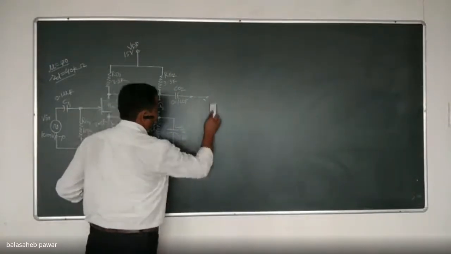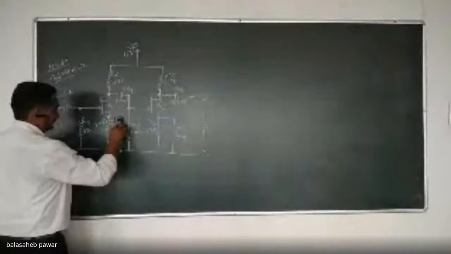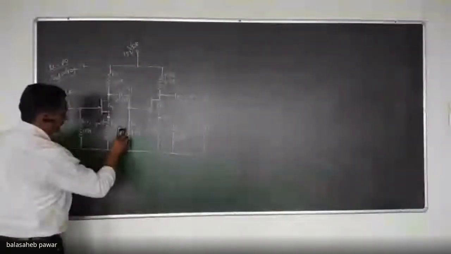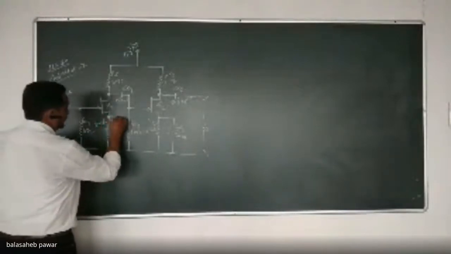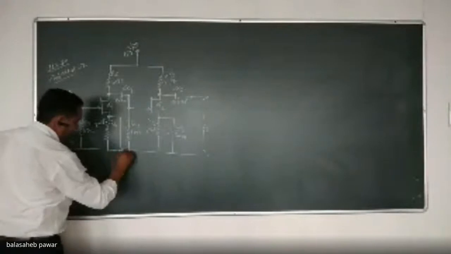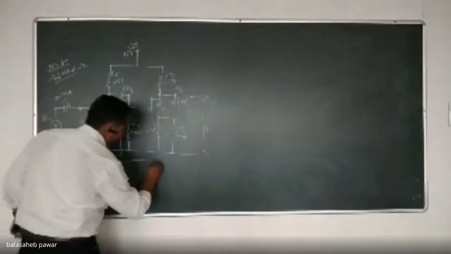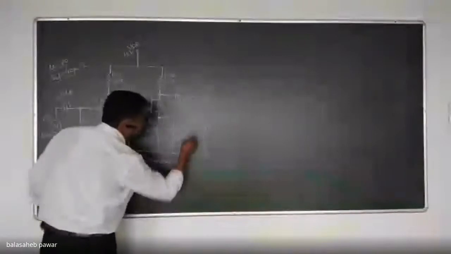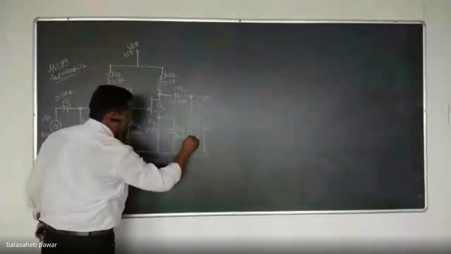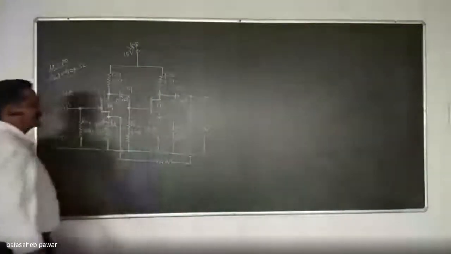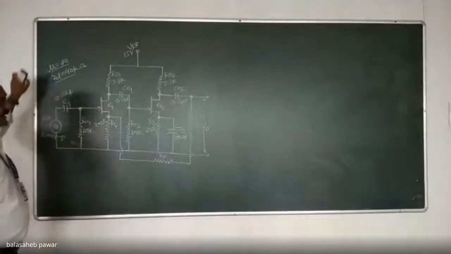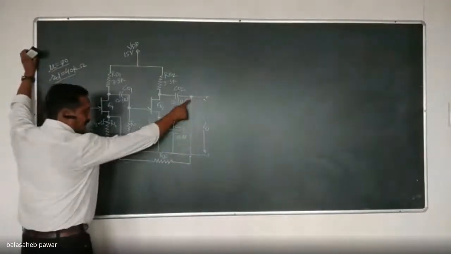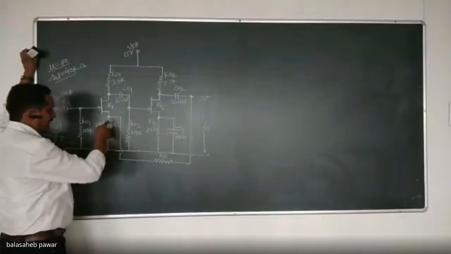I will again redraw the original circuit. See, our original given amplifier circuit was like this. Is it okay? This is our original circuit. This is RF, 1 mega ohm. This feedback resistor is connected to the output. Another terminal of the feedback resistor is connected in series with RS1, that is at the input side.